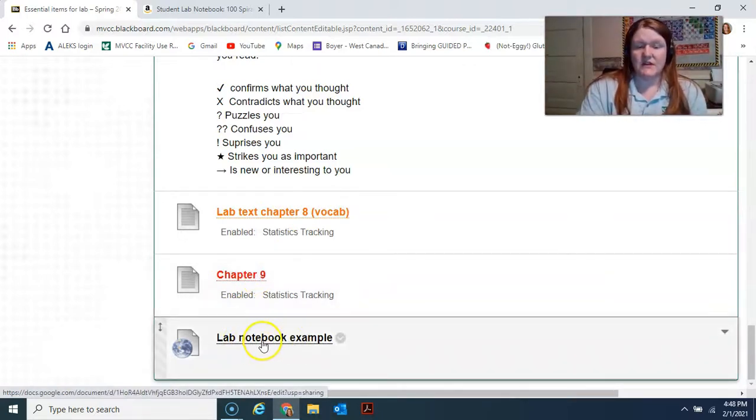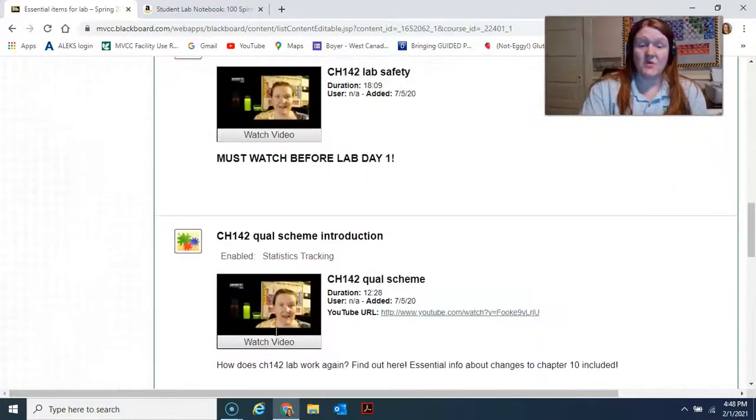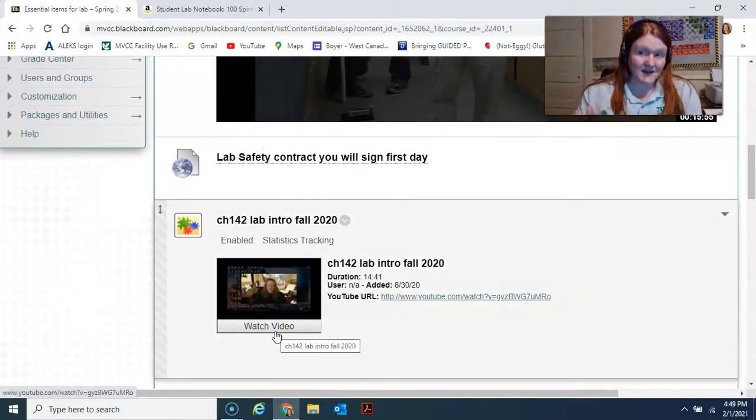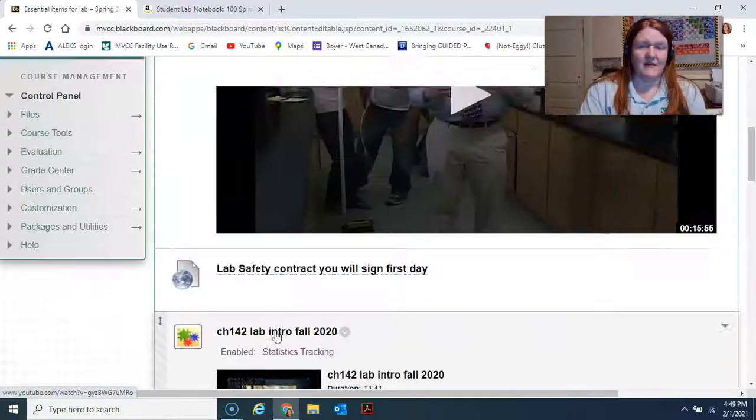It's also a good idea to take a look at this example of what a lab notebook should look like. You're going to really develop really good lab notebook skills this semester, because if you don't, you're going to end up repeating things more because we can't fix it if we don't know what happened along the way.